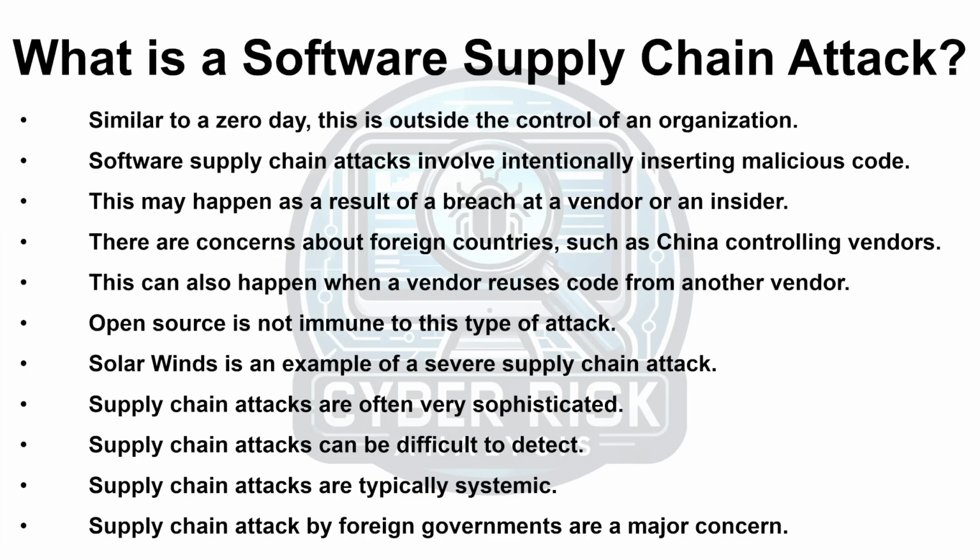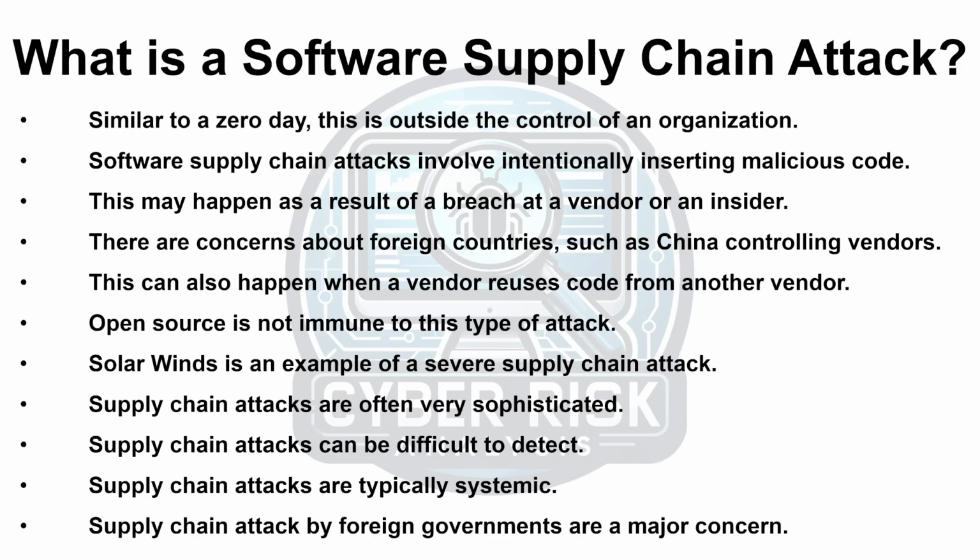So this does happen from the breach of a vendor or possibly an insider. There are also concerns about foreign countries. China, for example. There are a lot of products that come from China, a lot of hardware products, a lot of software products now. And there's just concern that the Chinese government could be in bed with these companies. And if that's the case, then they have developer access to the lowest level code. That is very tough. It could also happen when a vendor reuses a code from another vendor.